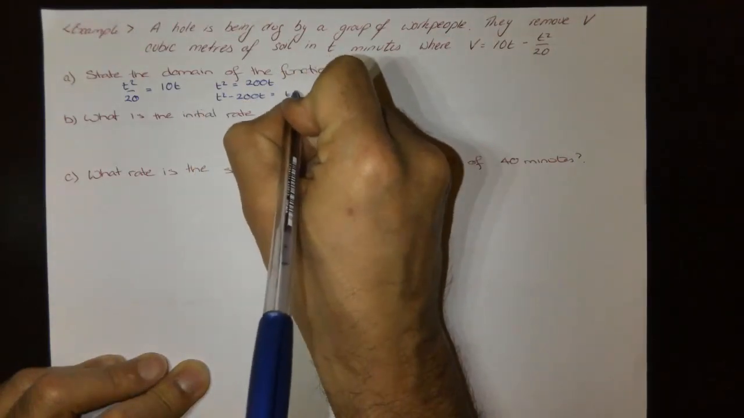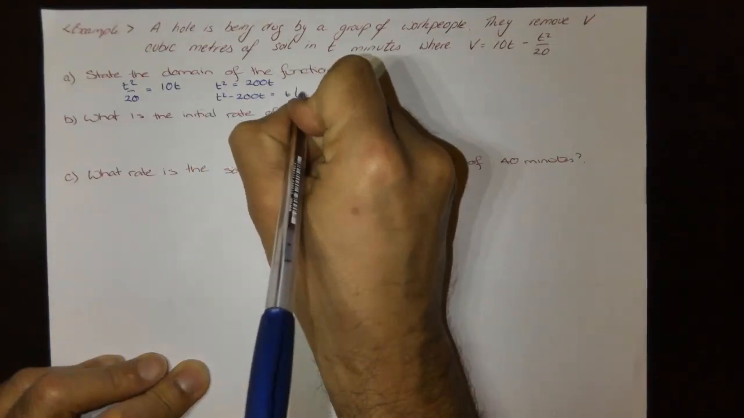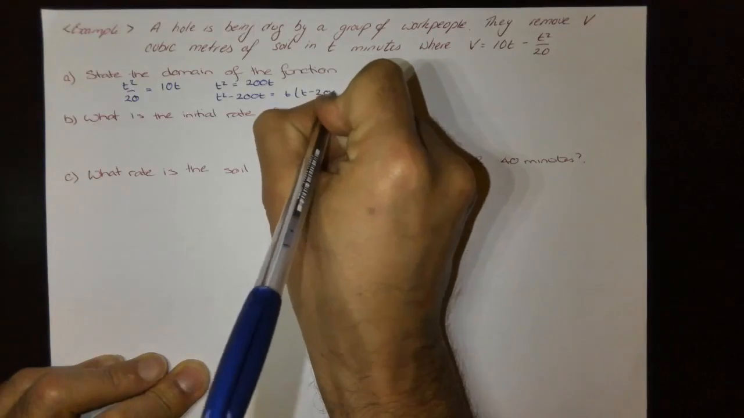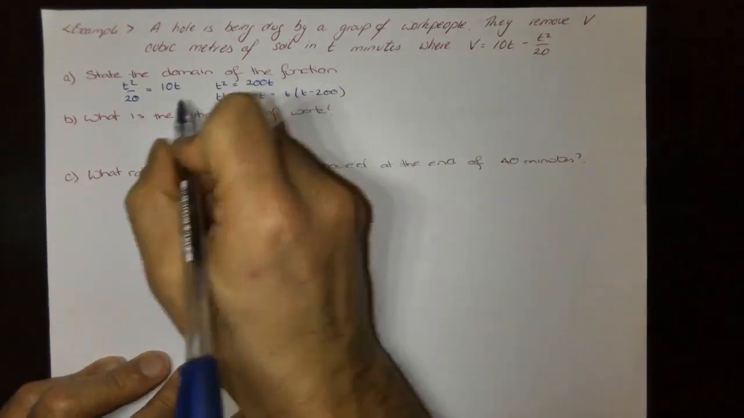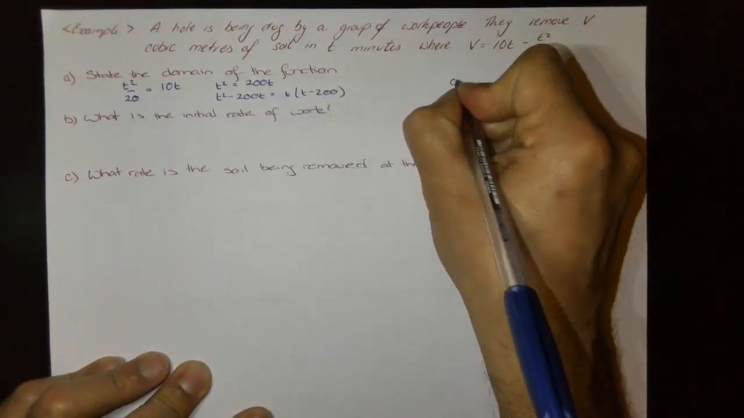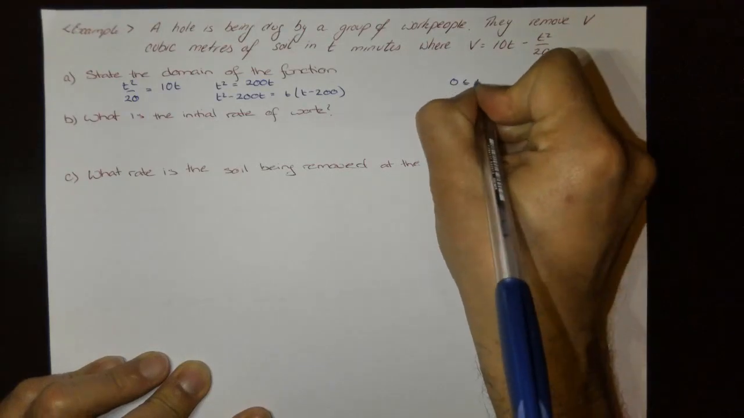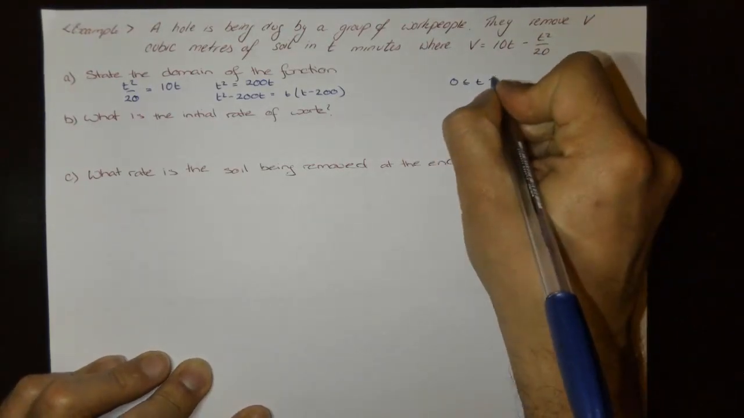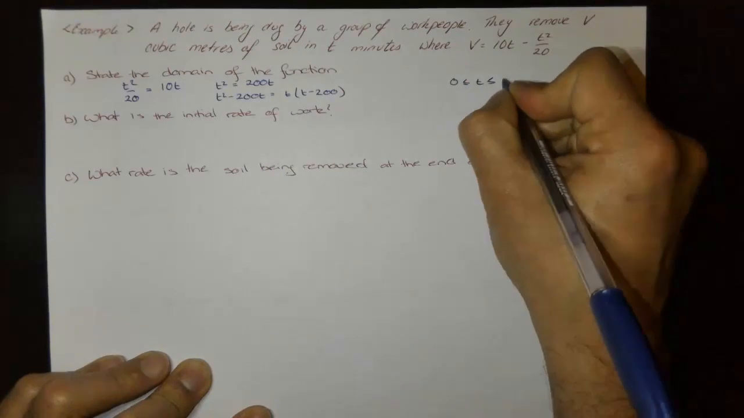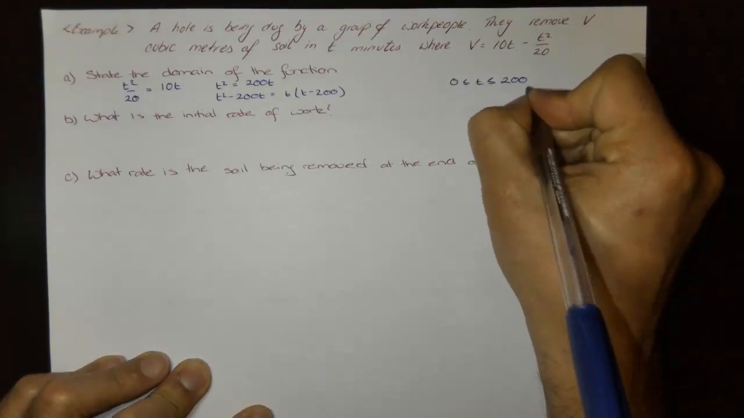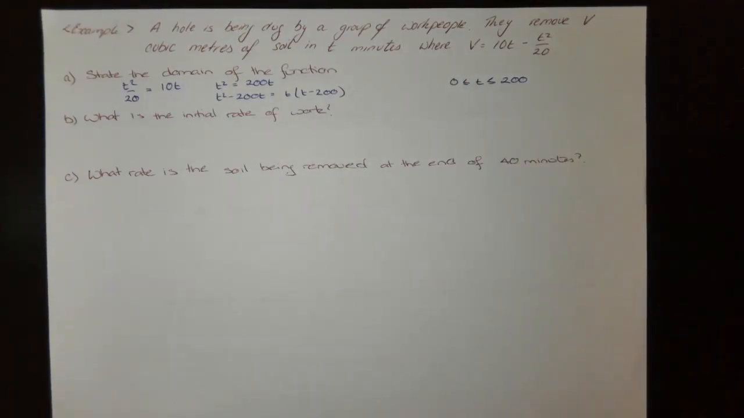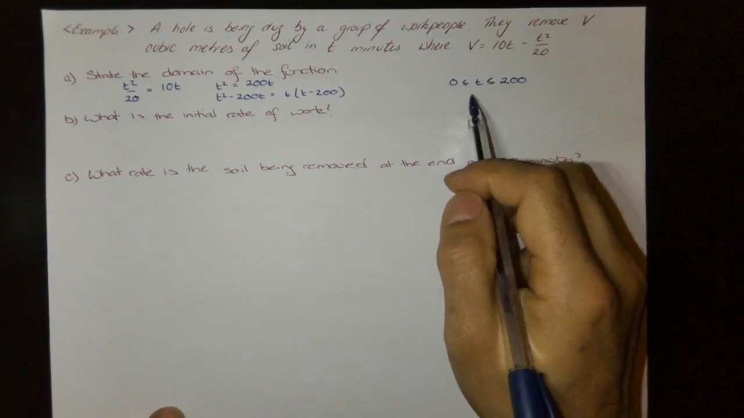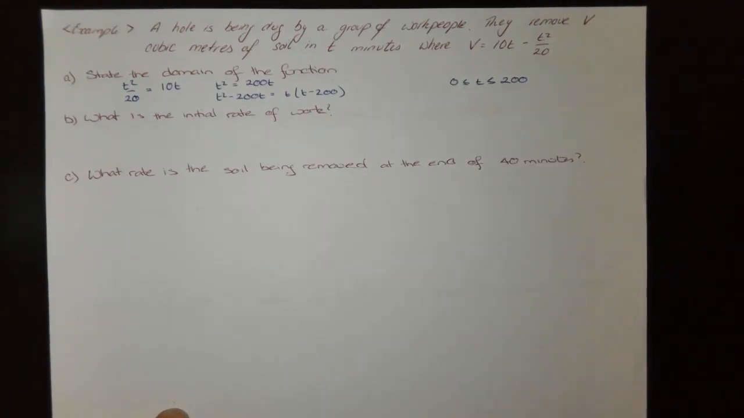So t minus 200. So the maximum that we have, the domain, will start from 0, so no time and no volume, to 200. So to dig out the entire hole would take 200 minutes.